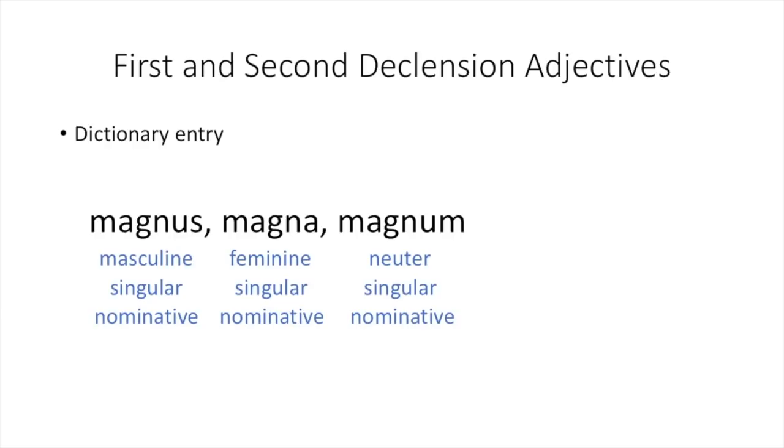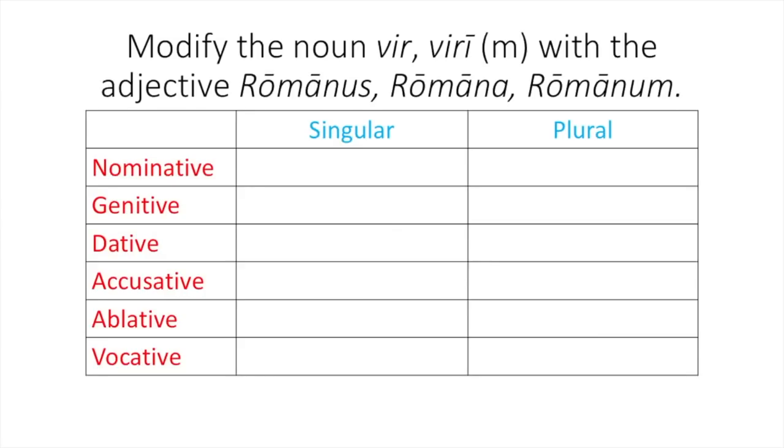These forms will be helpful to apply our new knowledge of using second declension endings on this dictionary entry to modify a masculine noun. So let's do this. Let's modify the noun vir with the adjective Romanus, Romana, Romanum. First, we need to decline our noun. So, decline vir and resume the video.